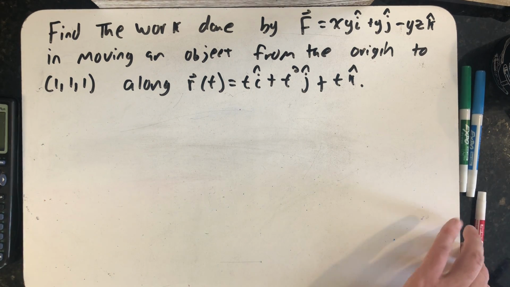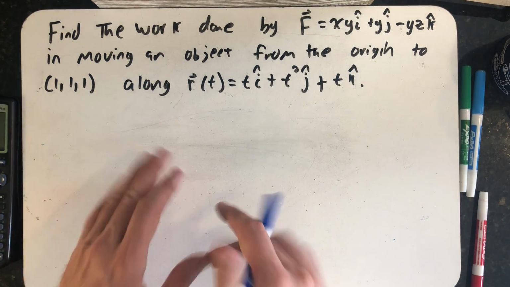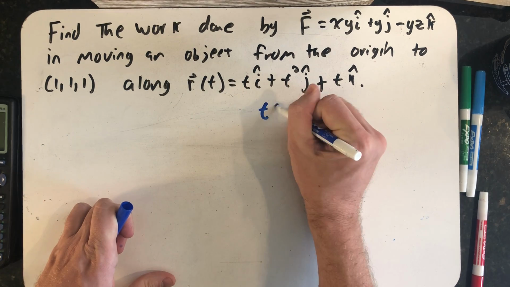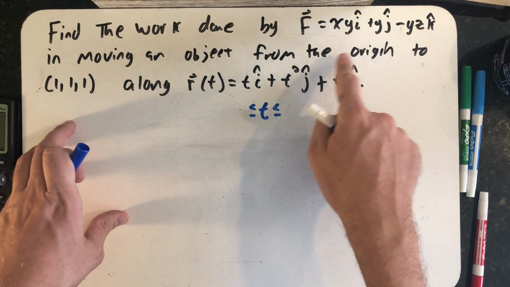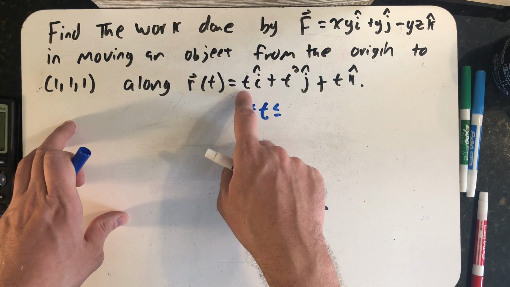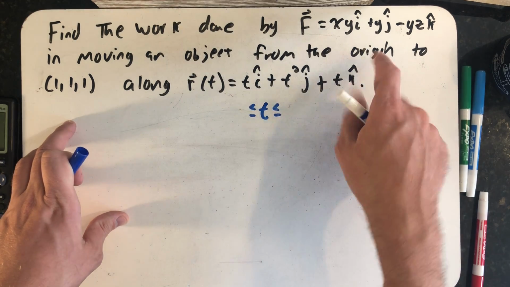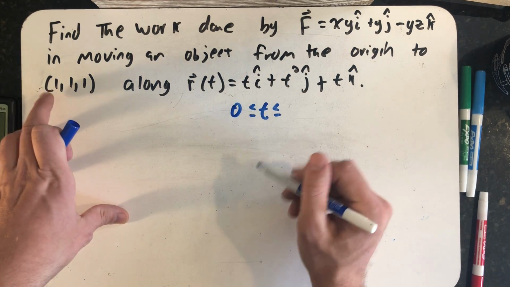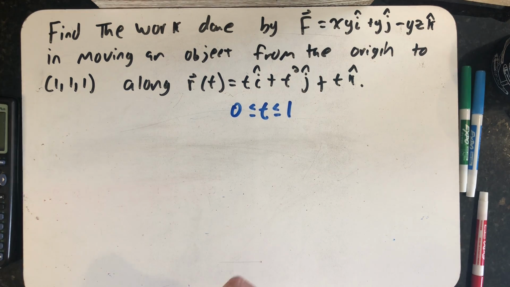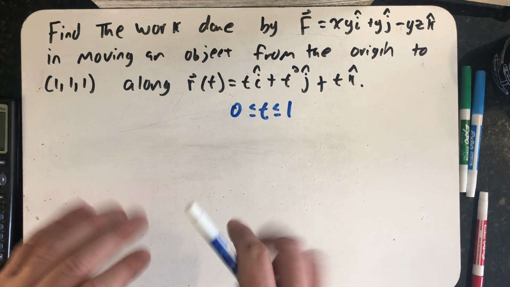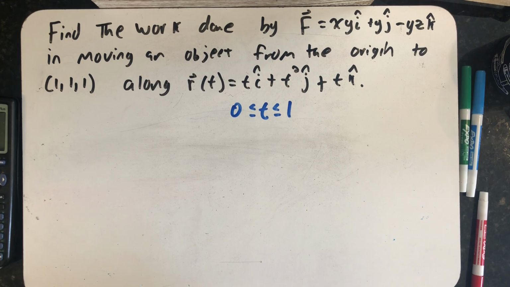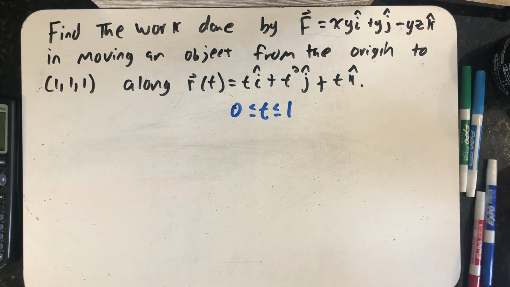Well, the first thing I know I'm going to need is an interval for t. Just looking at the x-coordinate, since t is literally the x-coordinate, if I start at the origin, I need to be at 0, and if I'm going to end at 1, I need to end at 1. We should at least glance and make sure that is consistent and works for all three parts, but luckily for us, in this one it does.